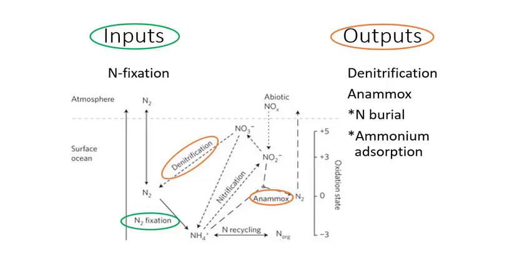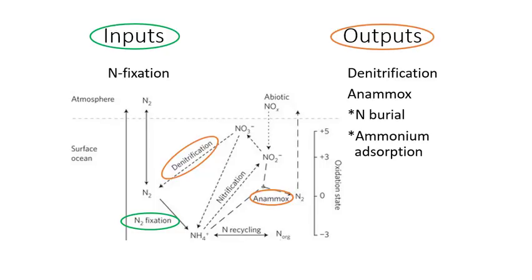So if we were to think about the nitrogen cycle in terms of usable types of nitrogen cycling around, our inputs for the nitrogen cycle are just nitrogen fixation, while our outputs are the processes that produce N2 gas, something that not all organisms can utilize. And so our outputs for the nitrogen cycle will be denitrification and anammox, though nitrogen burial and ammonium adsorption could also be considered outputs.